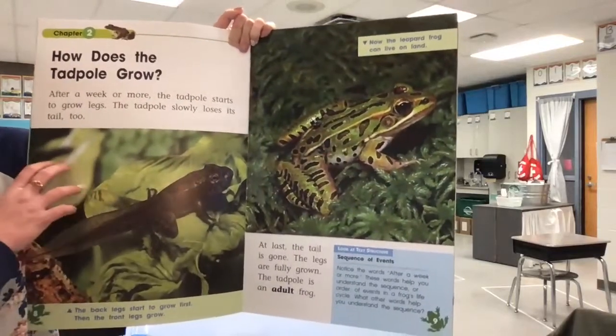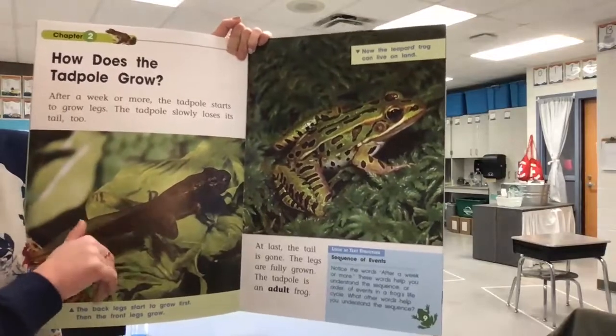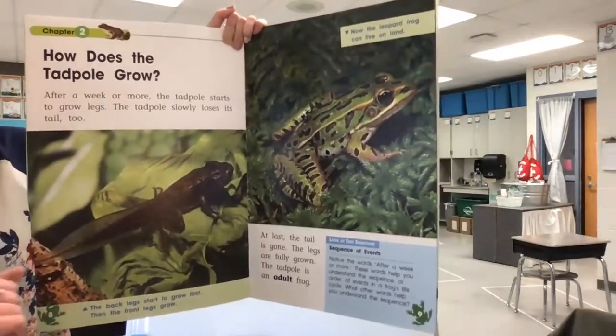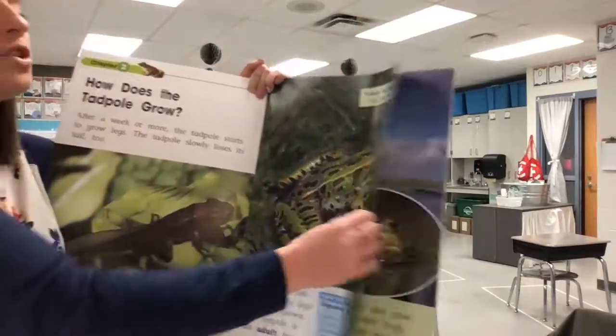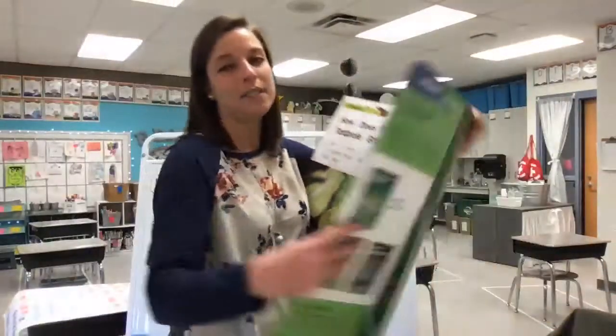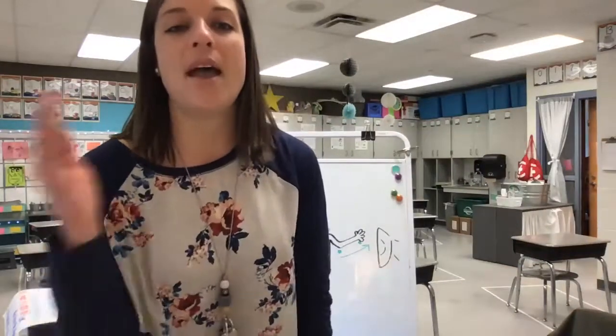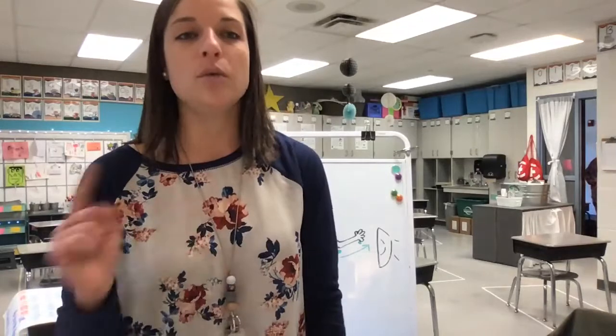And in chapter 2, we learned how the tadpole changes into an adult frog. Very, very important. So in the next 2 chapters, we'll learn more about the life cycle of the frog once it's an adult and put that in sequence, in order. So we'll talk about that tomorrow on our next video.